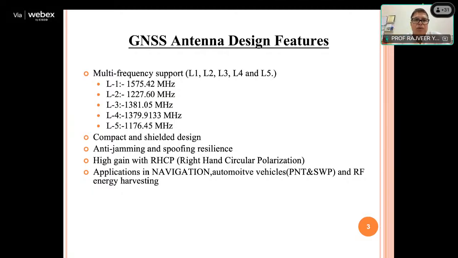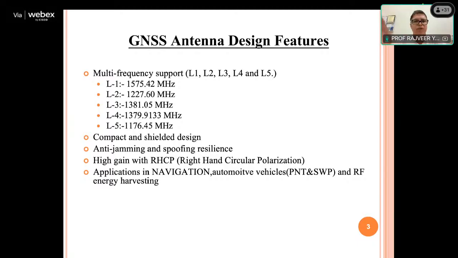Here, I'll be showing you the multi-frequency antenna which we are designing. In our current research, only one single antenna will be sufficient to cater to L1, L2, L3, L4, L5. When I say L1, you will be able to see here in the PPT the L1 band specific to 1575.42 MHz. L2 is 1227.60 MHz. L3 is 1381.05 MHz. L4 is 1379.91 MHz. L5 is 1176.45 MHz. These are universally defined.